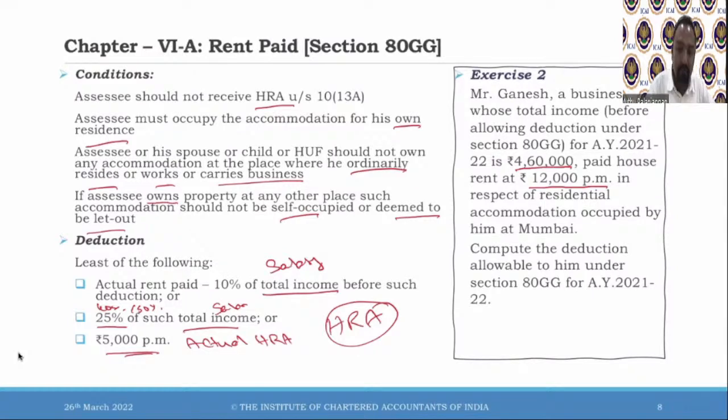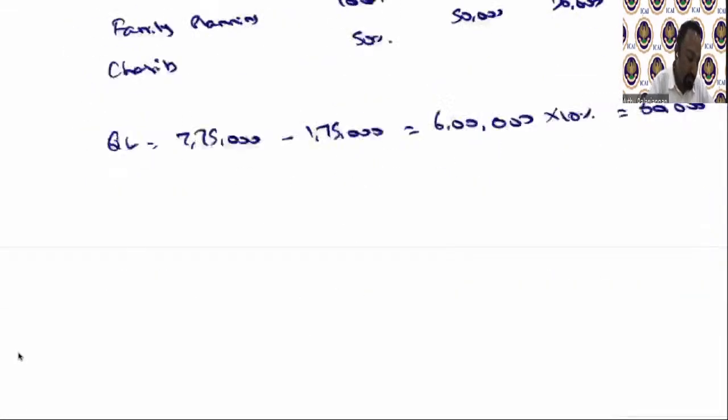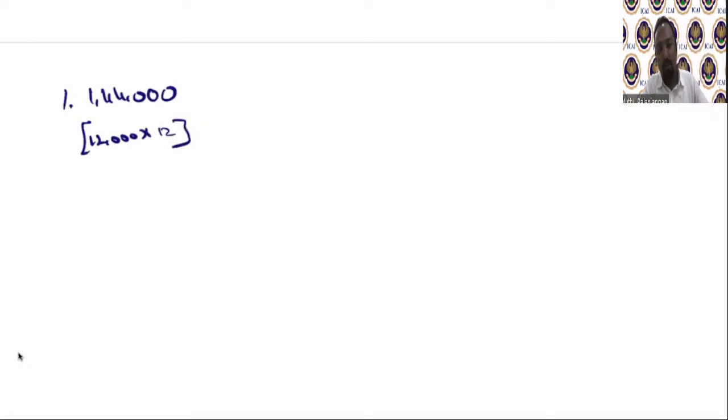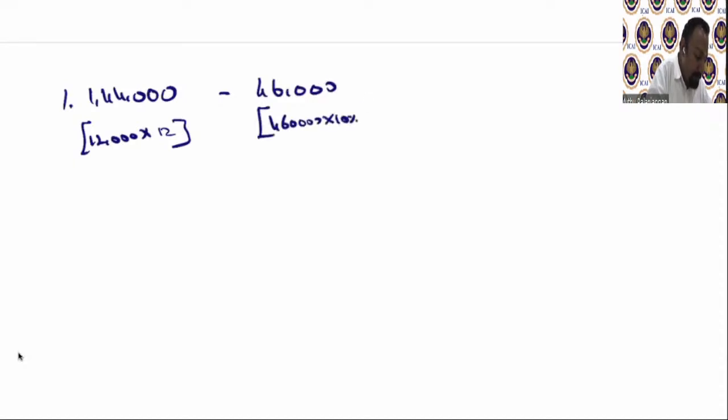Actual rent paid is 1,44,000. How did I get this? Very simple math: 12,000 into 12 is 1,44,000. Actual rent paid minus 10% of your total income before this deduction. 10% of 4,60,000 is 46,000. So this will be 98,000. What is the second thing?